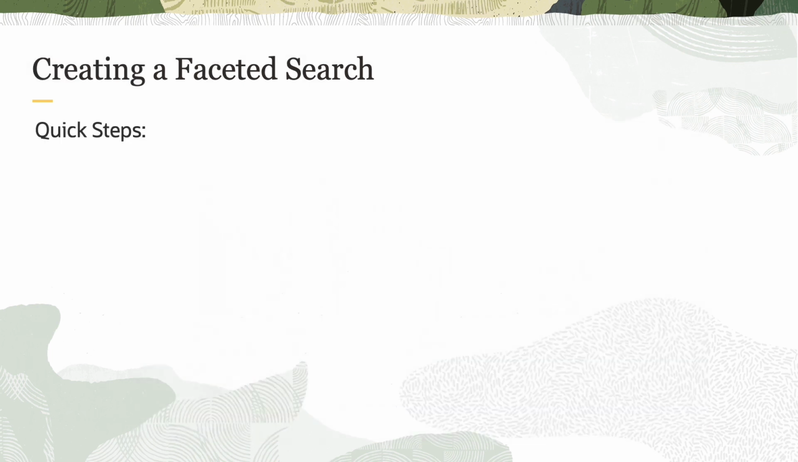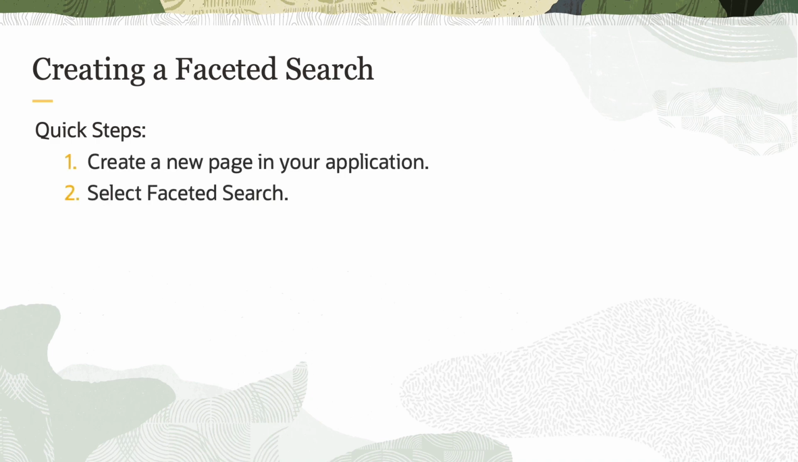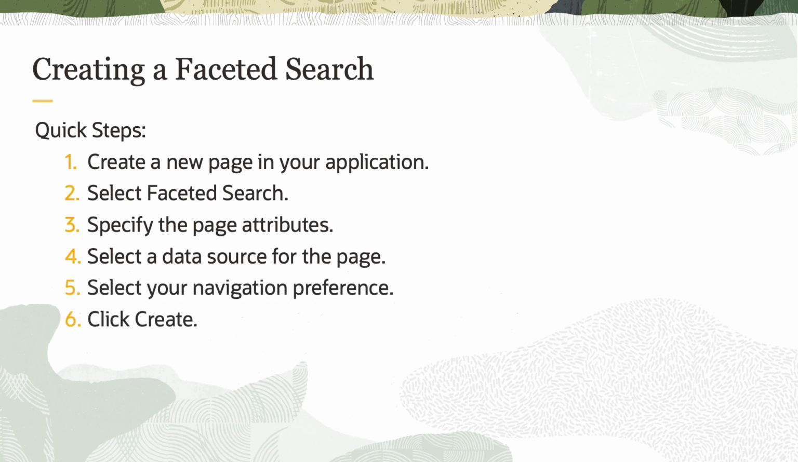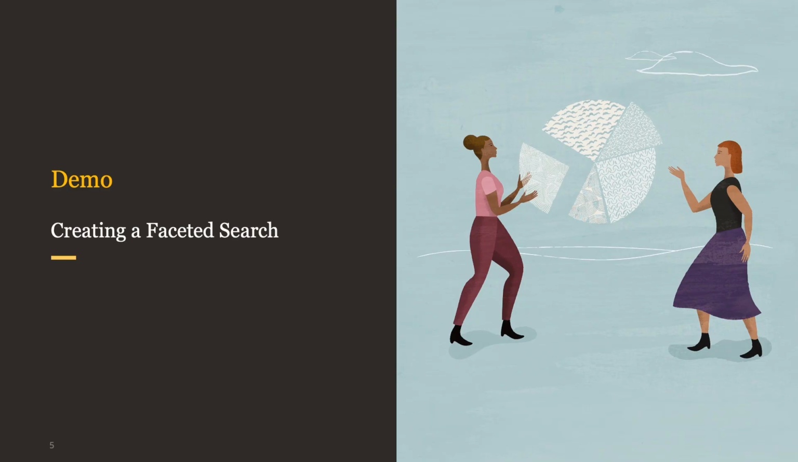The quick steps involved in creating a faceted search page are as follows. First, you create a new page in your application and select the type as a faceted search. Specify the page attributes. Select a data source for the page. Select your navigation preference and then click Create Page. Let us see a demo on how to create a faceted search page on the sample projects table.